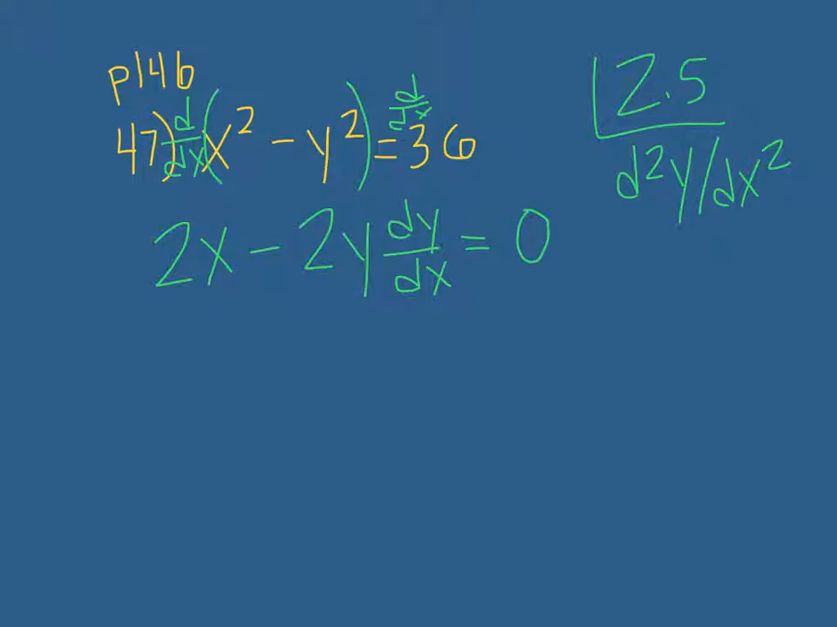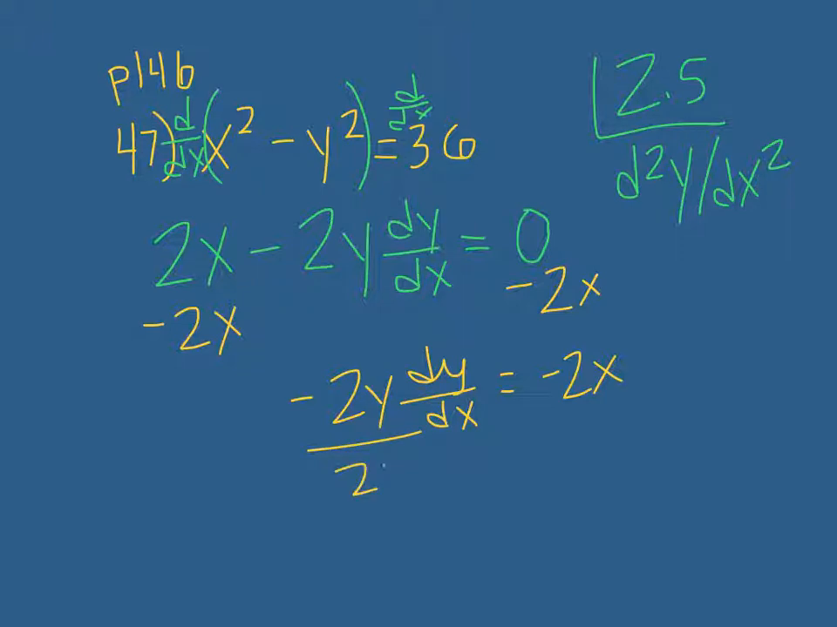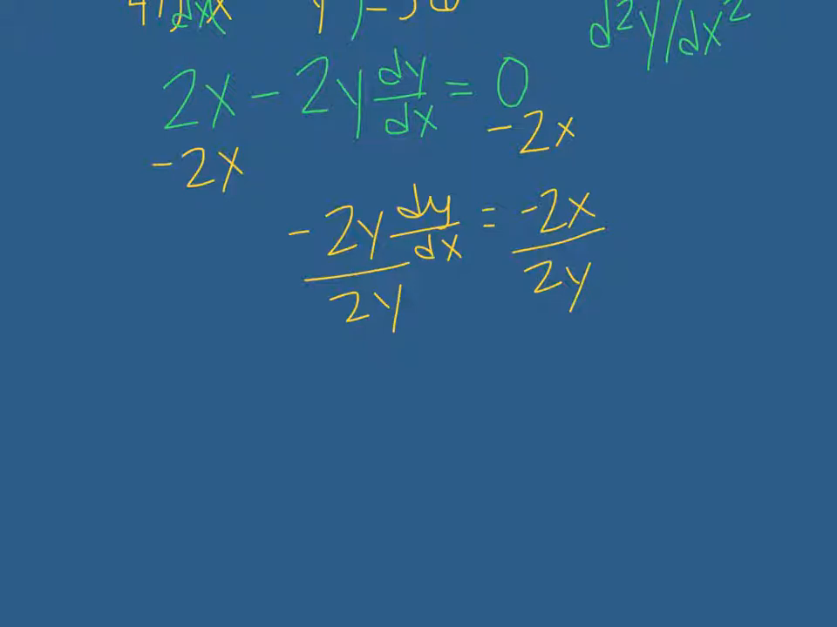Please don't forget that. I do need to get the dy/dx alone before I can do anything, so I'm going to subtract 2x from both sides. And then I'm going to need to divide by 2y to get the dy/dx alone. Okay, and that's going to simplify. The 2's are going to divide, so actually I just realized I left the negative off, so it was negative 2y. So I get negative x over y for my dy/dx.